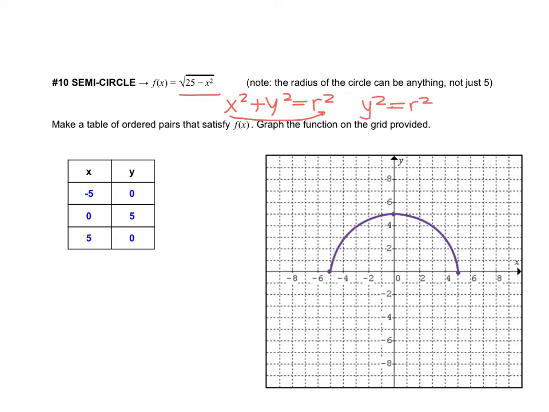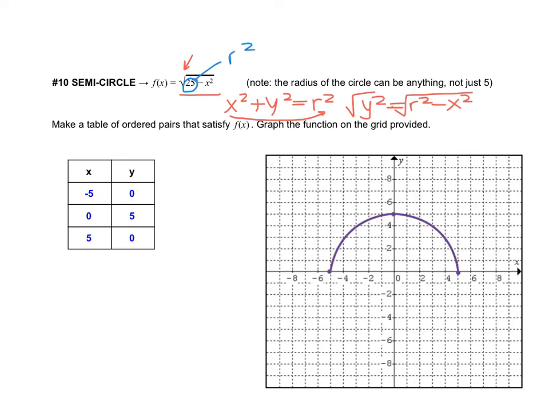So r squared minus x squared, and then the square root of each side has been taken. Now the only difference is usually when we square root both sides, we get plus or minus. And if I had plus or minus, then I'd get a full circle, and then it wouldn't be a function anymore. So this is a semicircle because you don't have the plus minus, but something nice to know is that this value represents the radius squared.